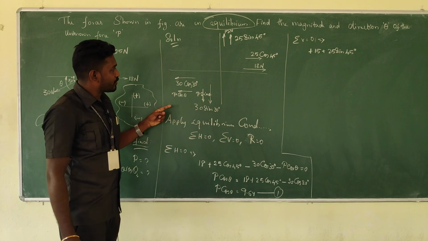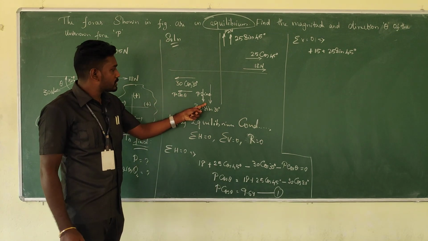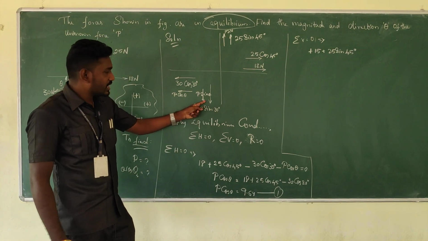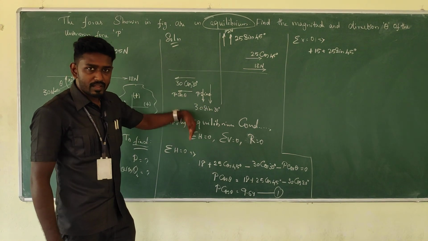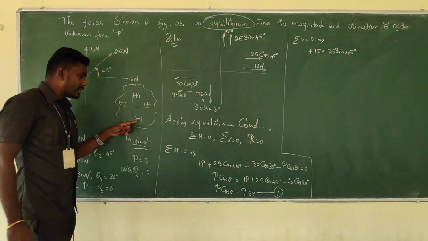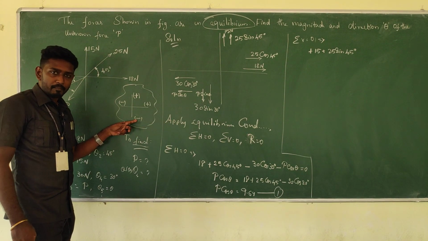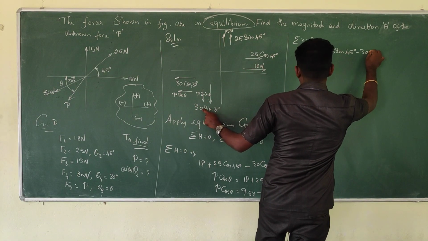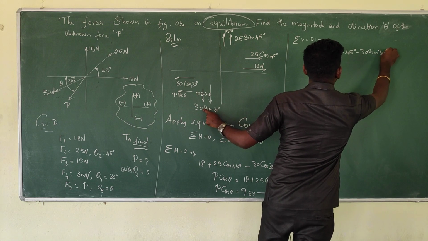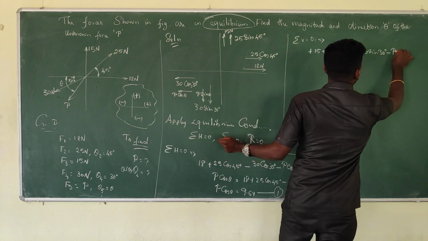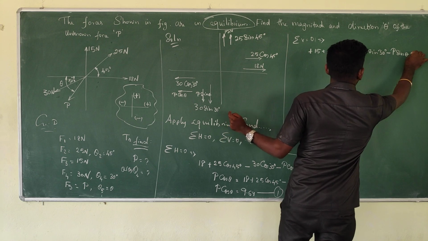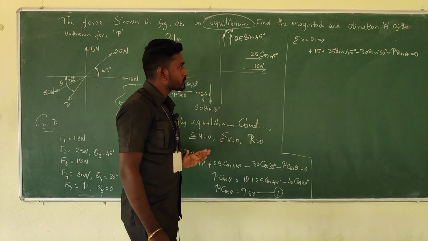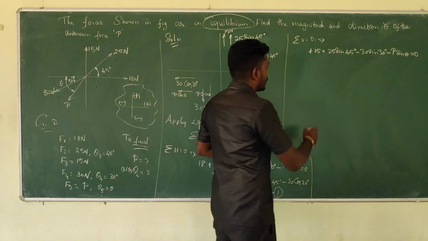What about the next vertical forces? Here we have vertical force P sine theta and 30 sine 30 degree. Both are directed in the same direction, vertically downwards. Vertically downwards in the sense needs minus sign. So here I am going to take minus 30 sine 30 degree minus P sine theta is equal to 0 since it is an equilibrium condition.